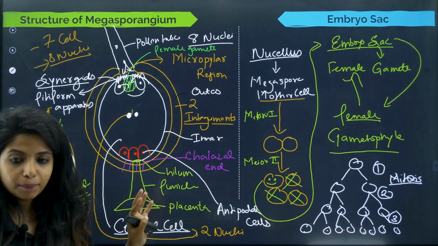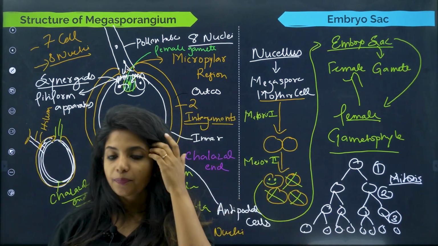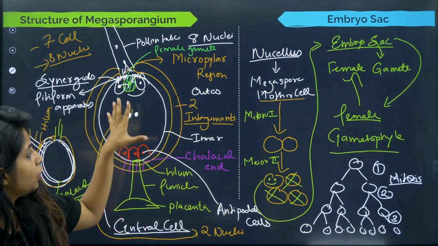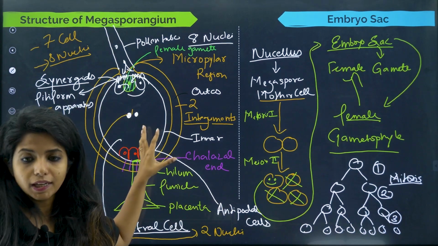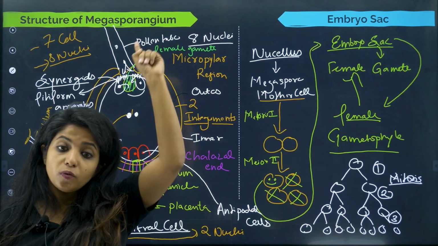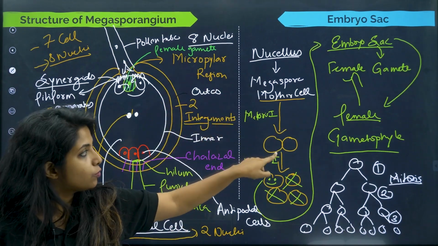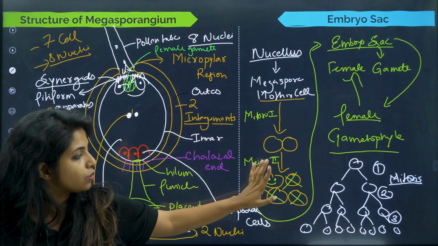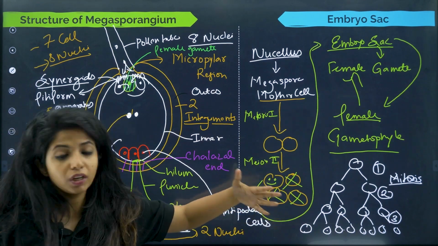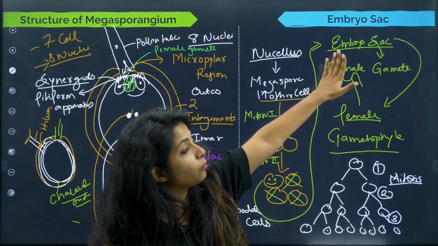Always remember it. I'll repeat the same thing again. Listen to me very carefully, okay? So what did we have initially? We had the nucellus region. Over here we have so many cells. Now out of the cells, there will be one megaspore mother cell. Over here there is one megaspore mother cell. It undergoes meiosis, you have 2 cells, then 4 cells. Out of them 3 go away, only one is there. This one will be responsible for embryo sac formation.